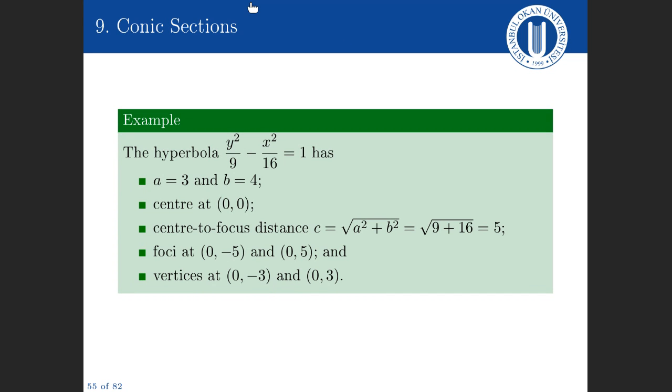One more example. The hyperbola y squared over 9 minus x squared over 16 equal to 1. Again, the first number is a squared, so a is 3. Second number is b squared, b is equal to 4. Center (0, 0). Center to focus distance is 5. Foci are at (0, minus c) and (0, c). Vertices are at (0, minus a) and (0, a).